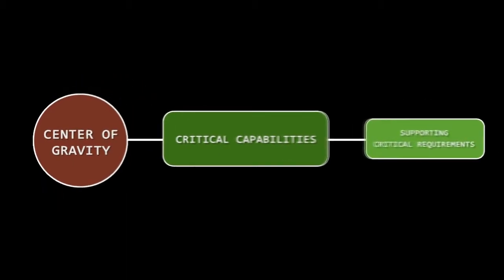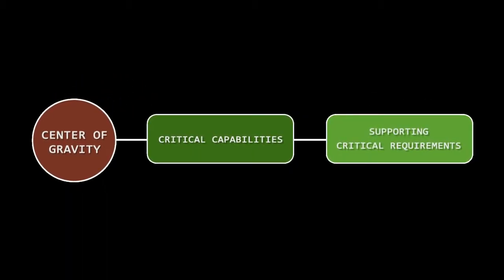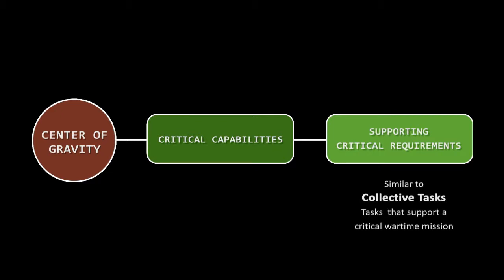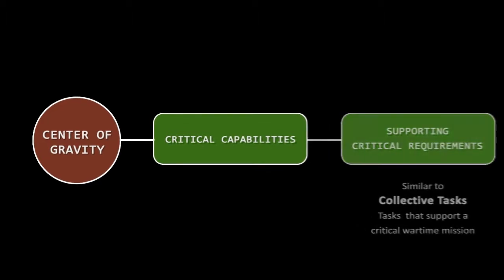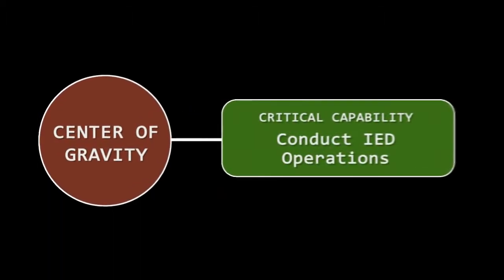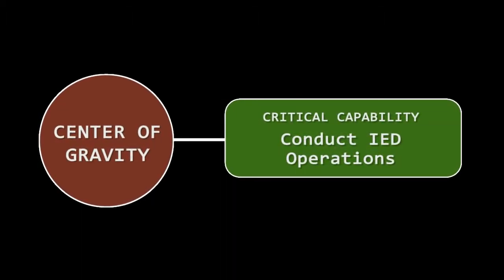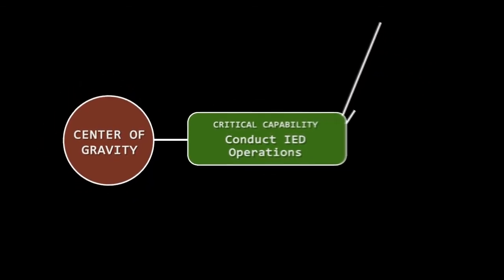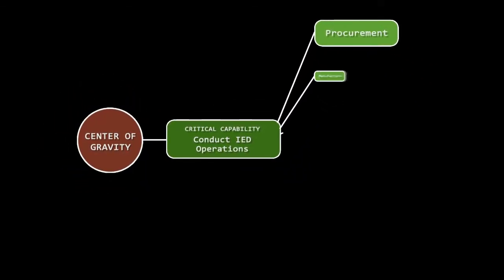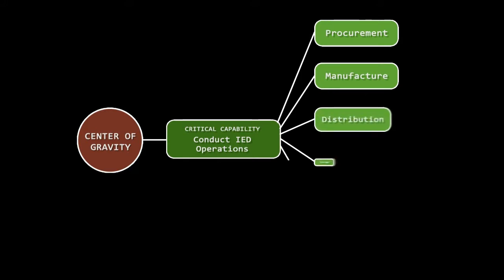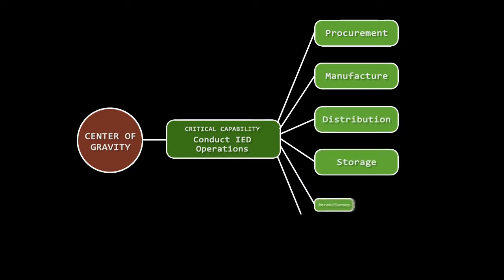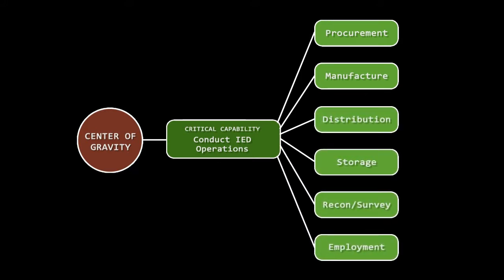Nested within each critical capability are supporting critical requirements. Supporting critical requirements are similar to what the U.S. Army calls collective tasks. Those tasks that support a critical wartime mission or a means for a critical capability to be fully functional. In the case of the insurgent's critical capability, conduct IED operations, the supporting critical requirements include procurement, manufacture, distribution, storage, recon and surveillance, and employment.